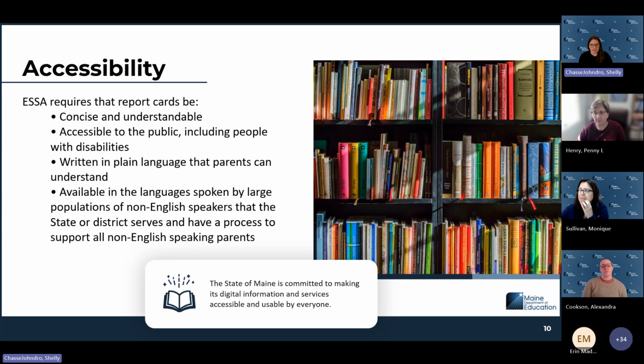So we want to be sure that the ESSA dashboard is concise and understandable, access to public information that is available to individuals with disabilities, contained with written plain language that parents can understand, as well as available in other languages. On our ESSA dashboard, you will see that there is a link to our accessibility and additional information. It is the state's commitment to make the digital information and services accessible and usable to everyone.